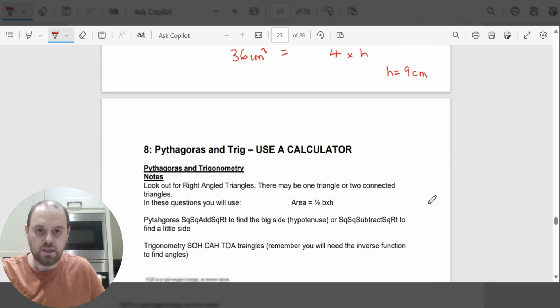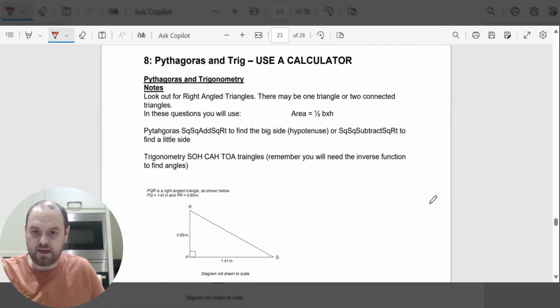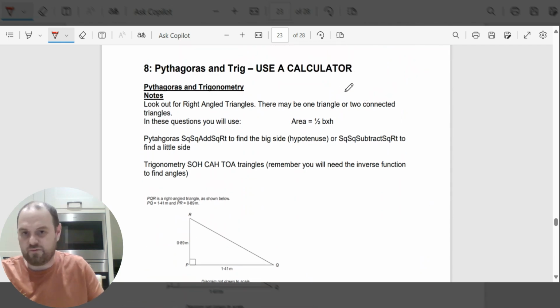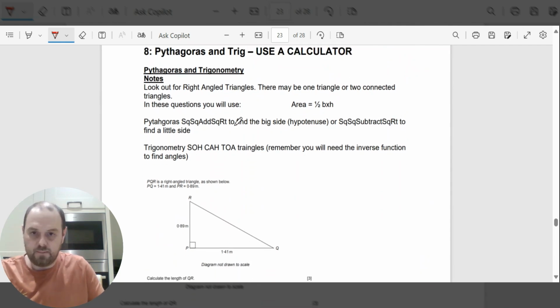Okay. So it's a bit of volume for you there. Right. Pythagorean trig. We're going to need a calculator. This is paper 2. Don't revise this for Monday. Okay. Some notes on it there.